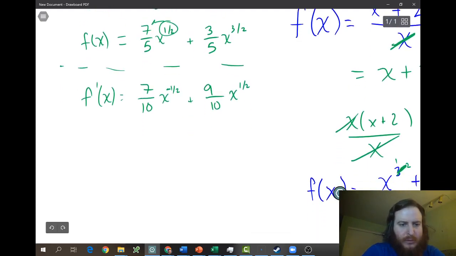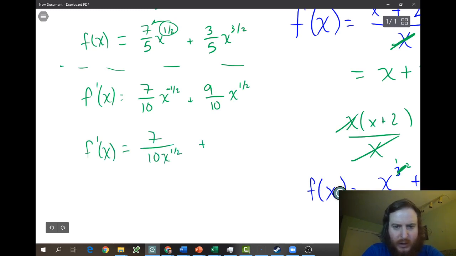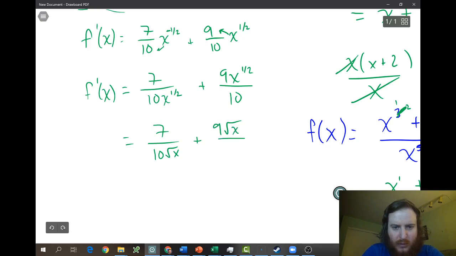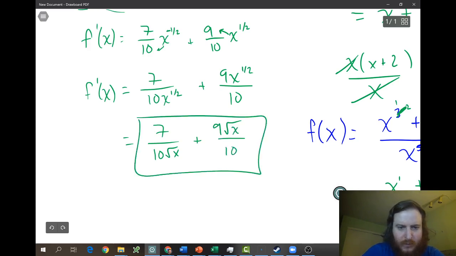So now we can just rewrite this, right? F prime of x equals 7 over 10x to the 1/2 plus, and I'm going to just move this back into the numerator, 9x to the 1/2 over 10. Right, this went to the denominator because it was a negative exponent. And finally, we're just going to add back in our radicals. So 7 over 10 square root of x plus 9 square root of x over 10. And there's our answer.